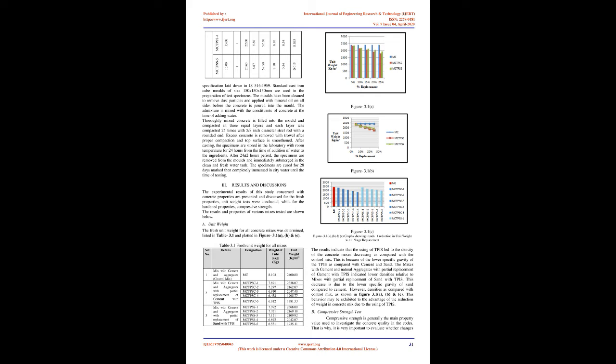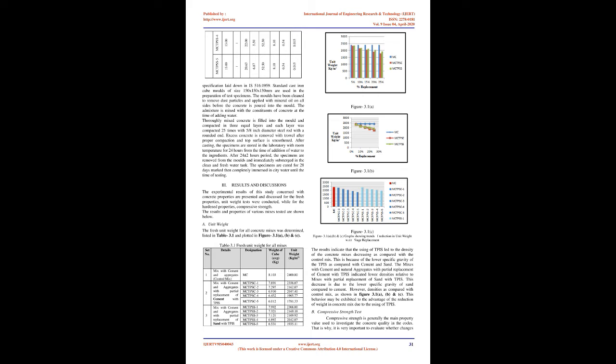The specimens are made according to the specification laid down in IS 516:1959. Standard cast iron cube molds of size 150 x 150 x 150 mm are used in the preparation of test specimens. The molds have been cleaned to remove dust particles and applied with mineral oil on all sides before the concrete is poured into the mold. The admixture is mixed with the constituents of concrete at the time of adding water.